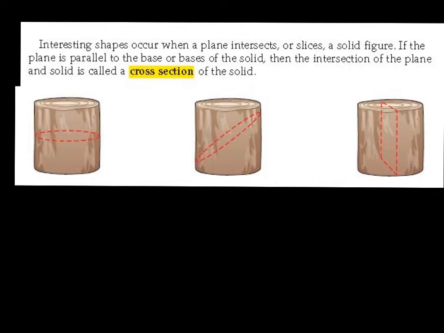Interesting shapes can occur when a plane intersects or slices a solid figure. If the plane is parallel to the base or bases of the solid, then the intersection of the plane and solid is called a cross-section of the solid. The shapes this would make: if it's parallel to the base, that would make a circle. At a slant, that would cut an oval, which in high school we call an ellipse. And if it was cut perpendicular to the bases, that slice would be a rectangle.